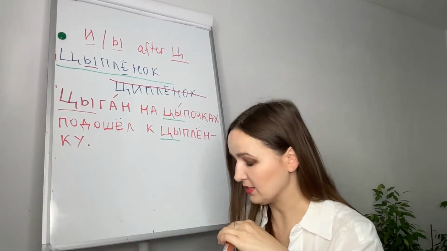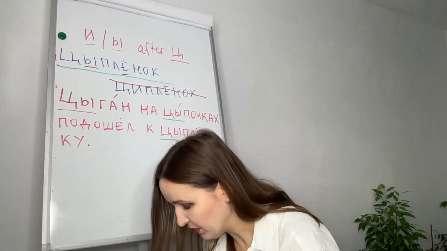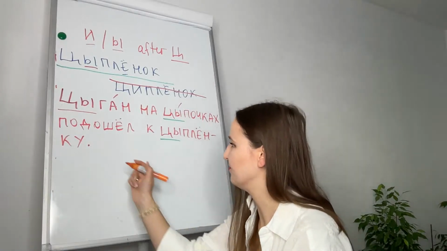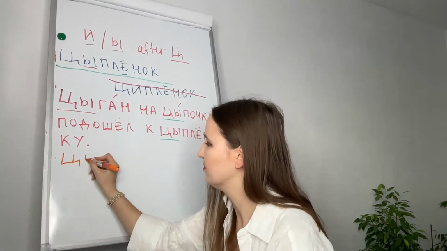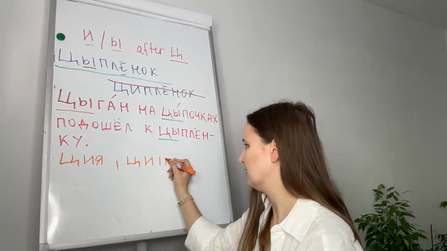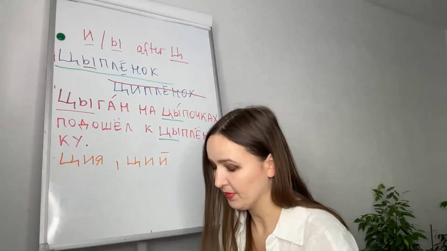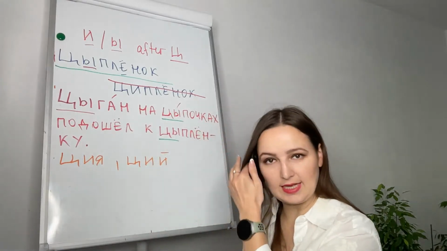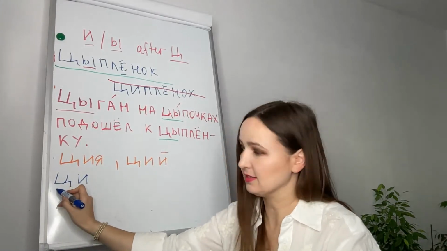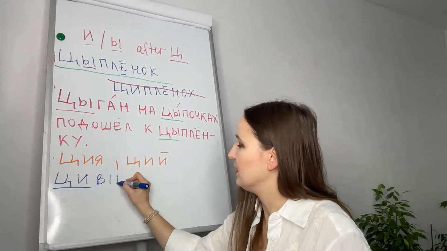Okay, now let's write some other words that are exceptions too, like the words that end in -ция and -ц. All these words with these endings, we will always write with И. Например, цивилизация. Now I'm talking about the ending, because we already discussed that in the root, we write И. This is the rule. Цивилизация.